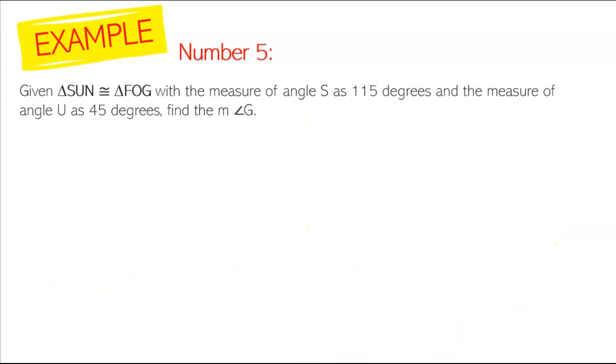Number 5, given that triangle SUN is congruent to triangle FOG, with the measure of angle S is 115 degrees. The measure of angle U is 45 degrees. What is the measure of angle G? So we were given S and U from this one, and we want to find G here. Well, we know that G and N have the same measure, right? G and N.